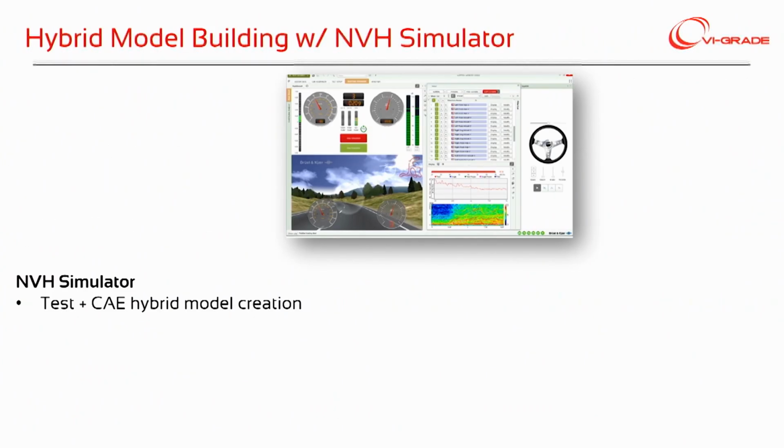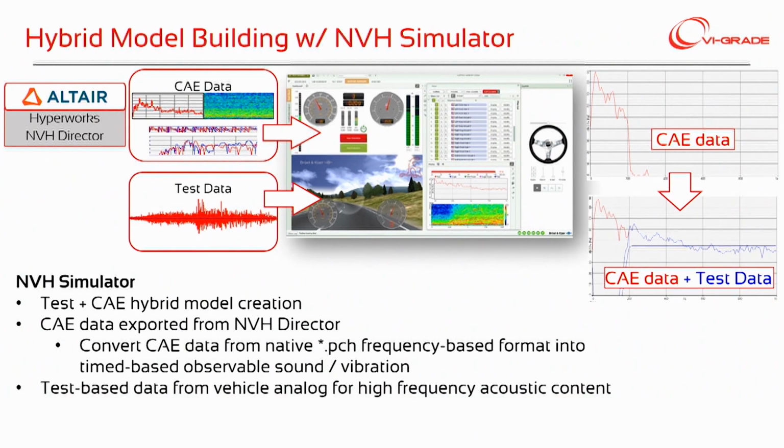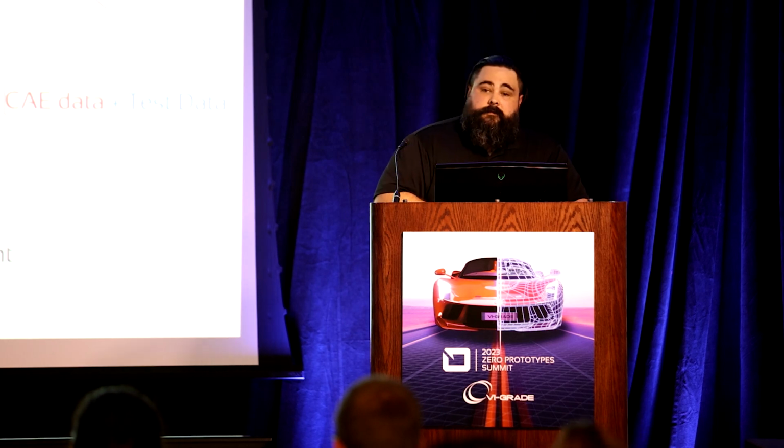So now we'll talk about what I worked on. So in the NVH simulator, we have the ability to create CAE models, we have the ability to create test data models. In a lot of cases, like Dave presented earlier, we can do a hybrid approach where we can combine CAE data from models like an Altair HyperWorks, and we can combine on-road test data to provide that supplemental vibration or acoustics above the frequency range that the CAE model can run. So that is basically what I did for a study here.